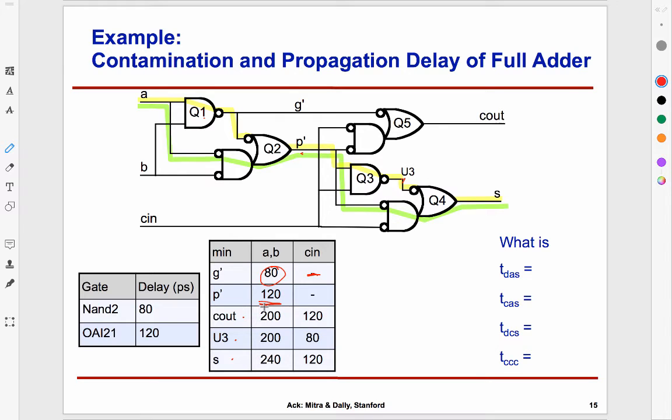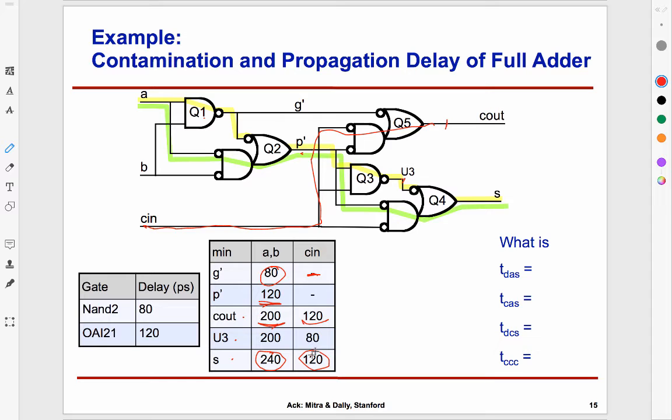Next we look at C out. C out is out here, and to get to that from A or B, I can only go through a path which goes through Q1 and then G prime and then Q5. That would be 80 plus 120, so 200. On the other hand, if I'm going from C in, then from C in I have a shorter path like this, and therefore it is 120. And likewise for U3 and likewise for S. Upshot of all of this is that from AB to S, minimum time is 240. And from C in to S, minimum time is 120 across all the paths that exist between this scale.